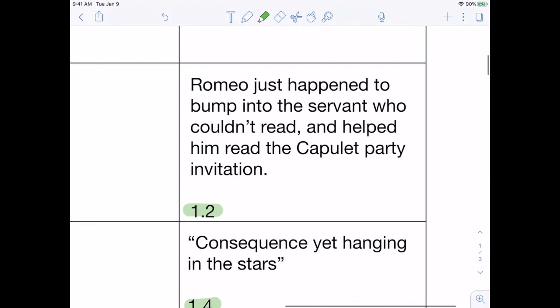In Act 1, Scene 2, remember that just by chance, Romeo happens to bump into the servant who can't read, and he helps him read the Capulet party invitation. Without bumping into that servant, he may not have even known about the Capulet party. Certainly was not invited as a Montague.